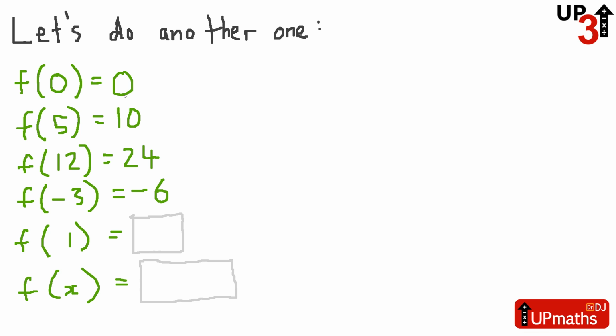What's happening here? 0 goes to 0, that's a bit weird. 5 goes, well, that's times by 2. 0 times anything is still 0, so they're all times by 2. Got it. What's 1 times 2? That's 2. What's x times 2? Well, we could write that as 2x. There we go, so that's those two. Let's try another example.